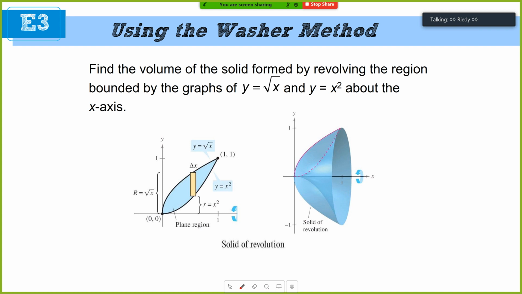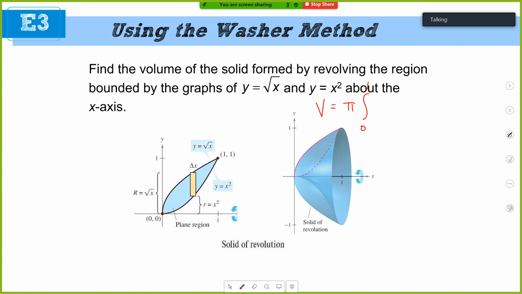We already went through the fact of why I know this is going to be a washer. So the volume of this puppy then is going to be pi times the integral. I'm taking rectangles from 0 to 1. So that sets up my limits of integration.